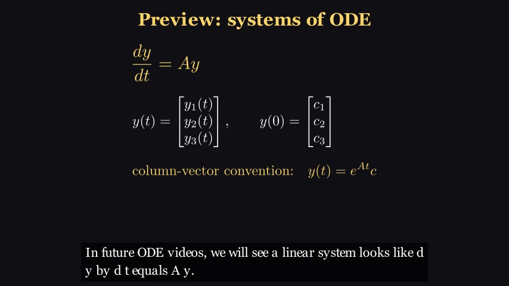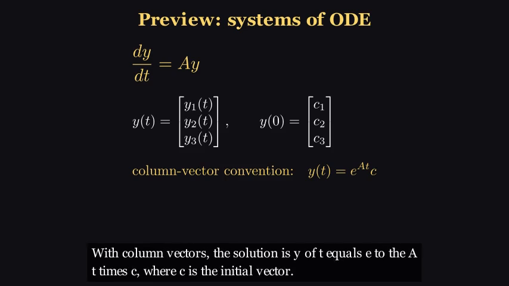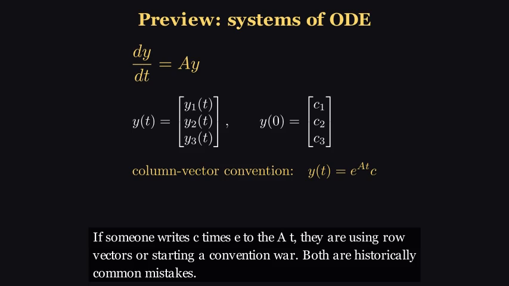In future ODE videos, we will see a linear system looks like dy by dt equals Ay. With column vectors, the solution is y of t equals e to the At times c, where c is the initial vector. If someone writes c times e to the At, they are using row vectors or starting a convention war. Both are historically common mistakes.